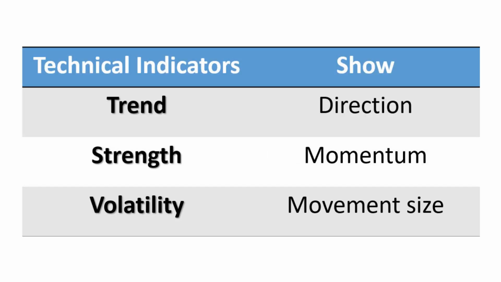So remember, trend indicators show direction. Strength indicators show momentum. Volatility indicators show movement size.